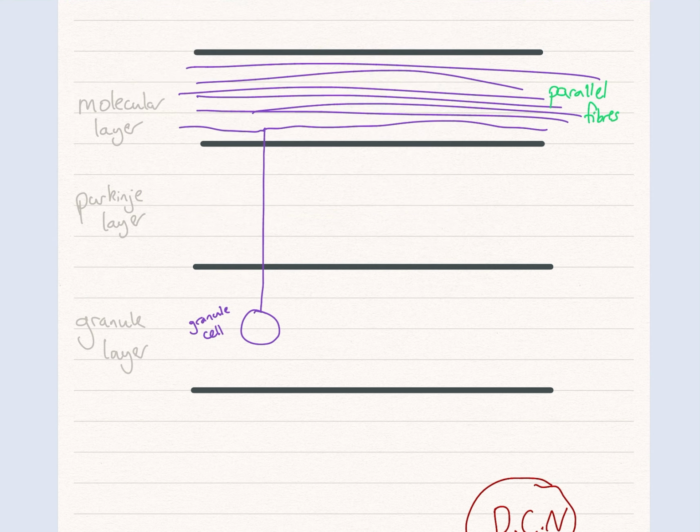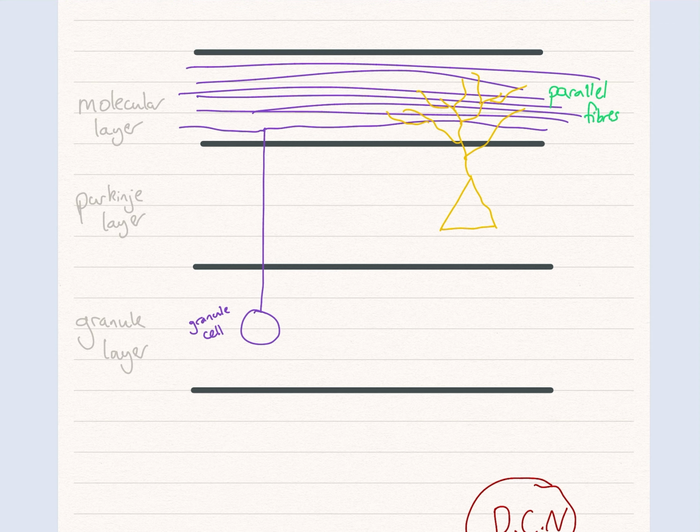So that could be here, a triangle, this shape, and then that's going to go up and branch a lot, basically. And you can see that it's touching all of these parallel fibers and having a lot of connections.